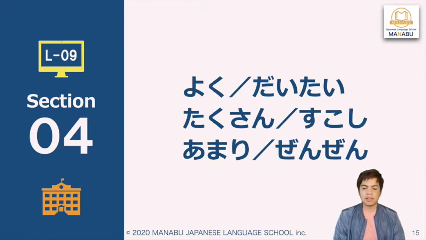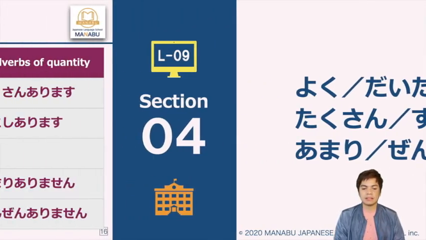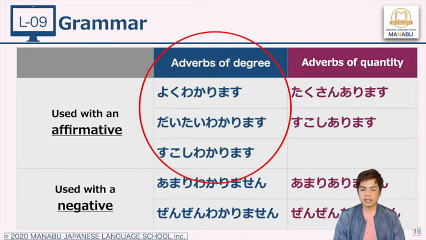Grammar point number 4, yoku, daitai, takusan, sukoshi, amari, zenzen. In this lesson, we're gonna learn another adverbs of degree. So the yoku, daitai, and sukoshi can be used with positive or affirmative sentences. So in this example, yoku wakarimasu. So once again, the meaning of wakarimasu means to understand, and we attach yoku, it means understand well.